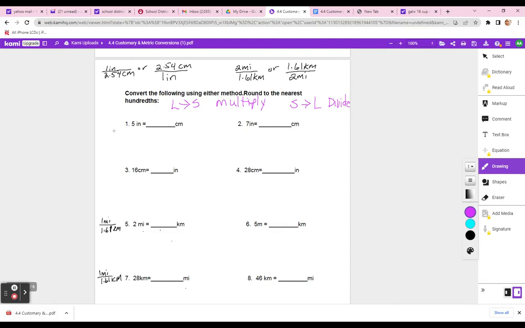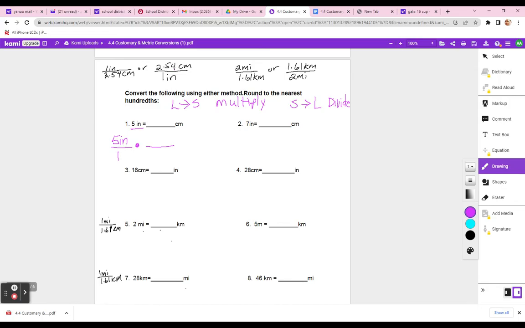All right, so let's go ahead and start. This is what I want you to do. Just write what you're converting as a fraction. So we're converting 5 inches. Write that as a fraction, so that would be 5 over 1, 5 inches over 1. We're going to multiply that by our conversion factor. We know that 1 inch is 2.54 centimeters. Okay? So I will need this or this.